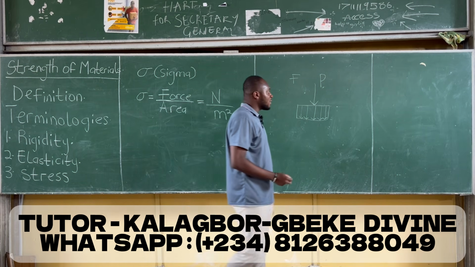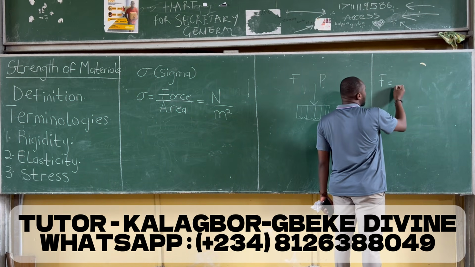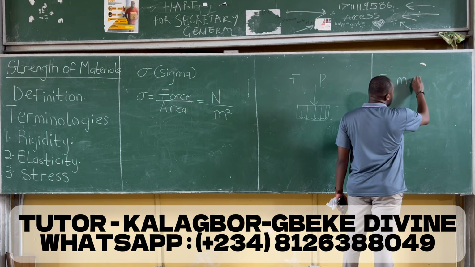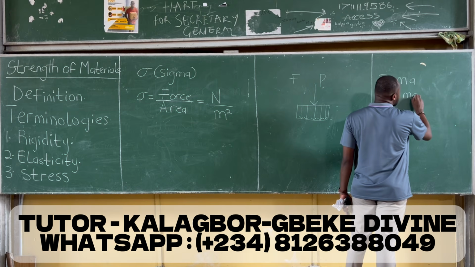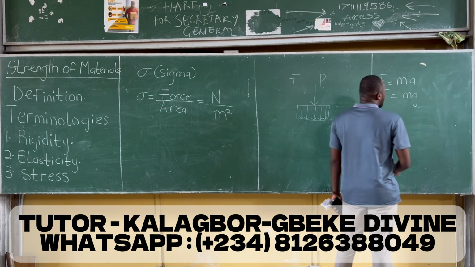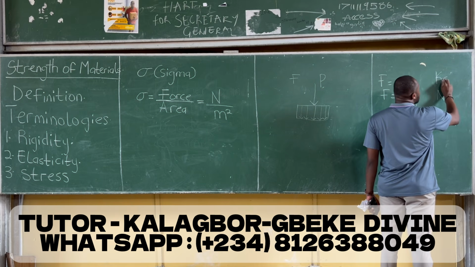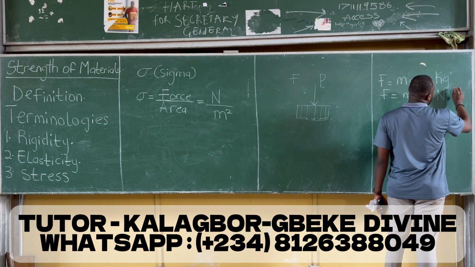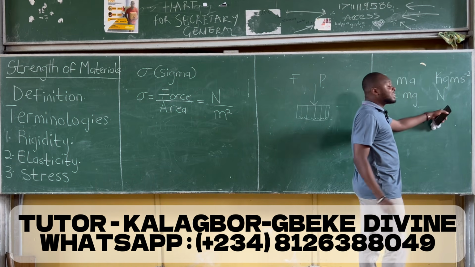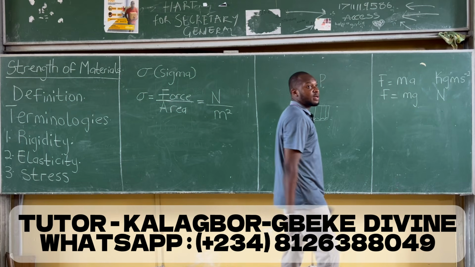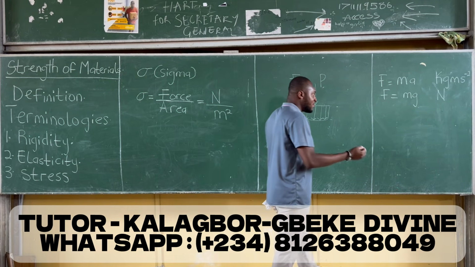But now, I want to take us back to this force. Take note. Force is equal to what? MA, right? You can also say force is equal to mg. Now, this will be written as Newton, and this one can be written as kilogram meter per second square. Do you know why one is in Newton and one is in kilogram meter per second square? Let me explain to you why. I'm sure most of you already know, but let me just explain.